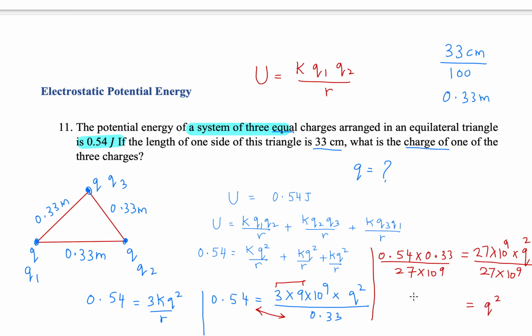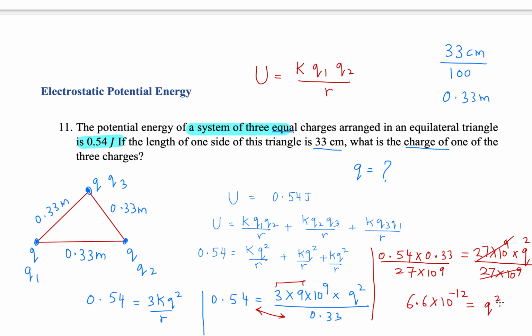Remember, this is Q square. So let's just calculate that. I'm going to use my calculator, you can also use your calculator and double check. So 0.54 times 0.33, I'm using the fraction option on the calculator, over 27 times 10 to the power of 9. That will give me the answer as 6.6 times 10 to the power of negative 12. Now on the right hand side I've got just Q square, because these two will get cancelled out.